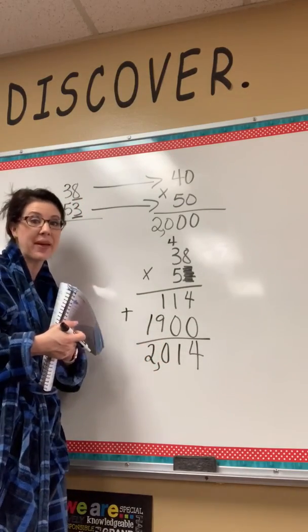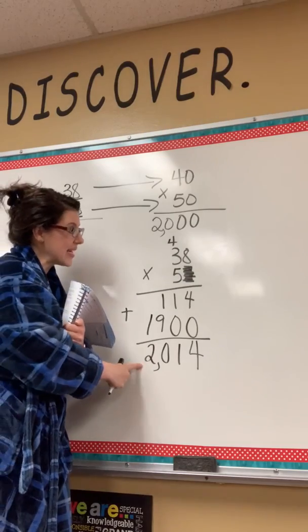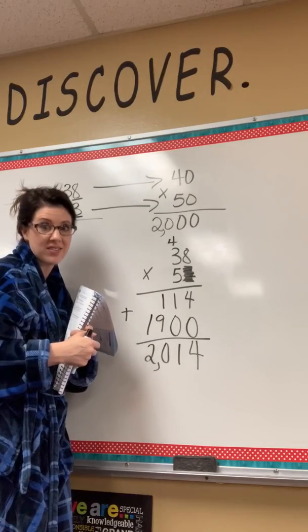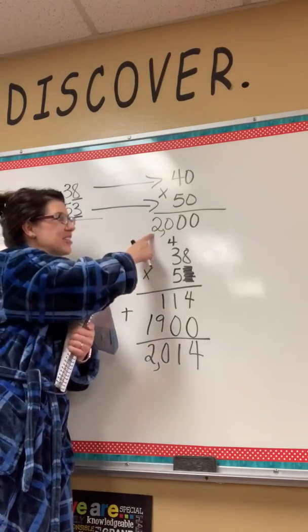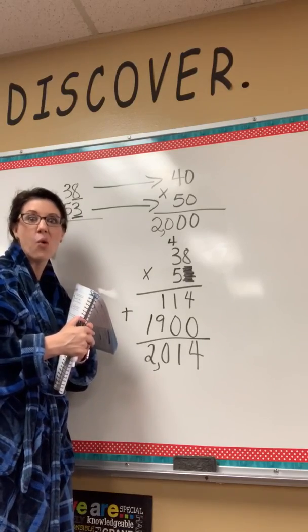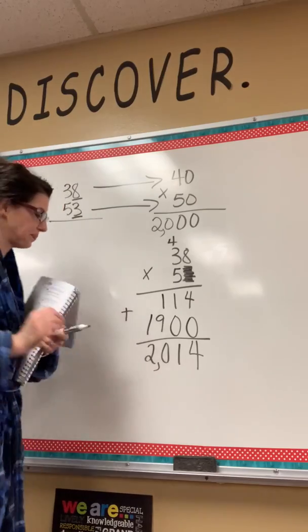The exact number that we got is 2014. Is this number close to our estimated number? Very close. So our estimation was spot on. It's close, it's reasonable. Well done. One more example and we're done with this lesson.